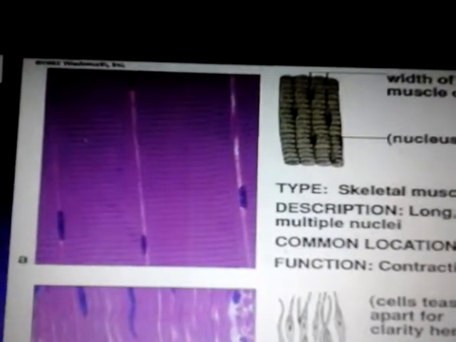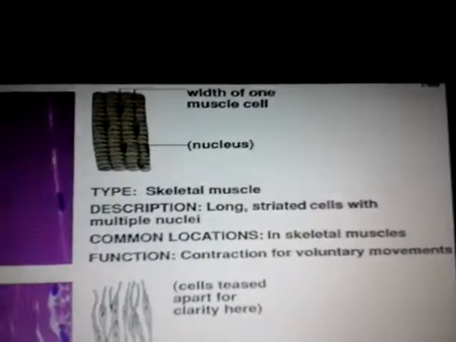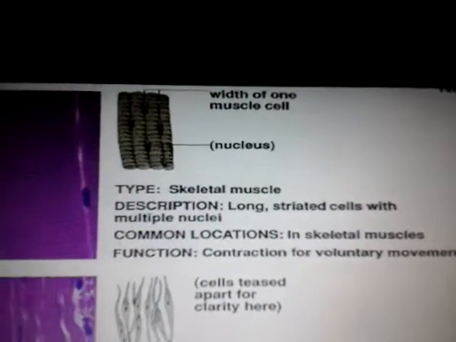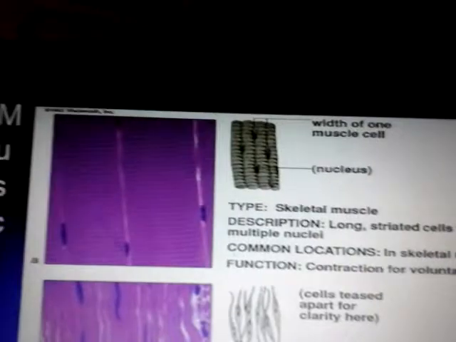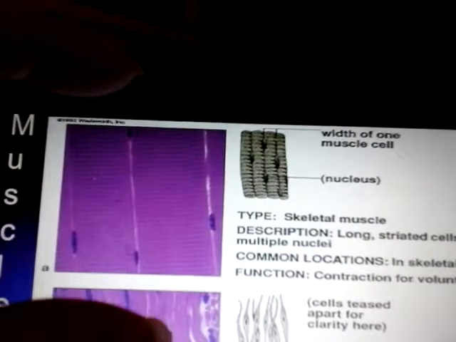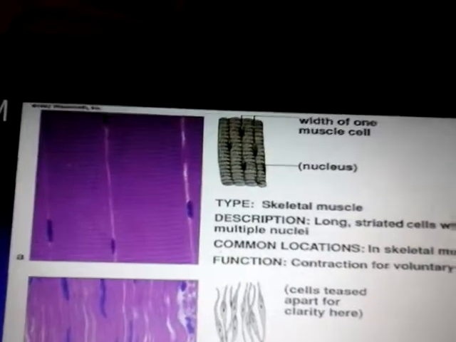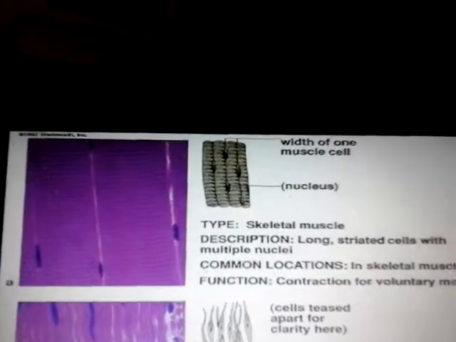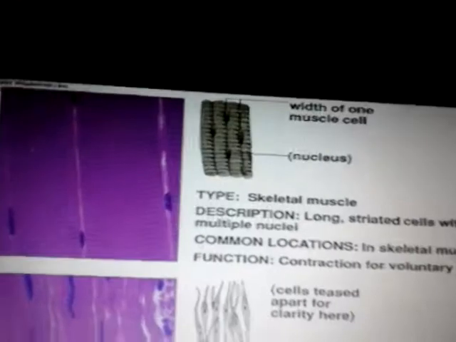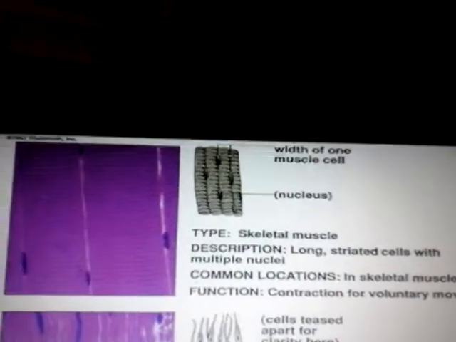And skeletal muscle is actually so long that it has to be multinucleated. Skeletal muscle fibers are so long, one nucleus cannot keep up with the demand for all the proteins that muscle needs. So when we get to the muscle unit, we'll talk about all the different types of skeletal muscle.